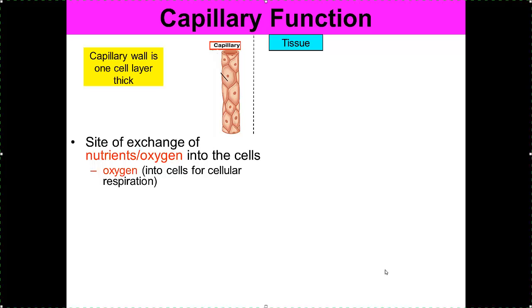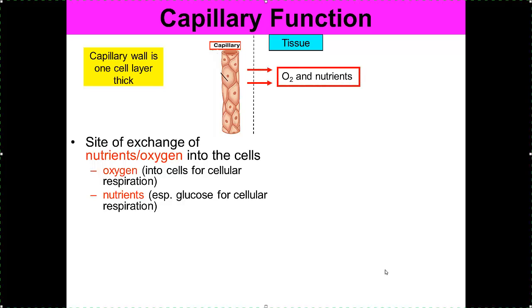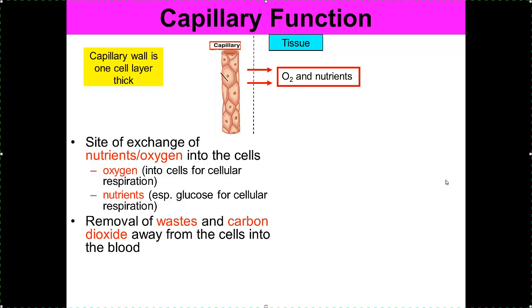They need it for cellular respiration. They need it to make ATP. They need nutrients to produce energy, so glucose for cellular respiration. Oxygen and nutrients go into your tissue through diffusion. As well, waste and carbon dioxide are released from cells into the blood.